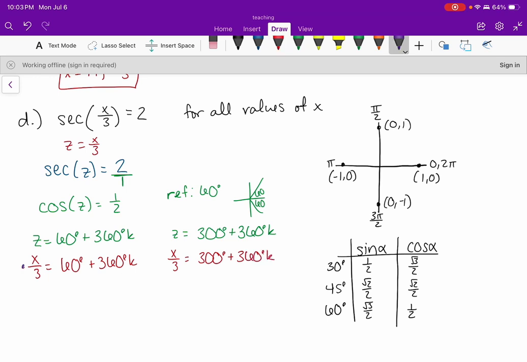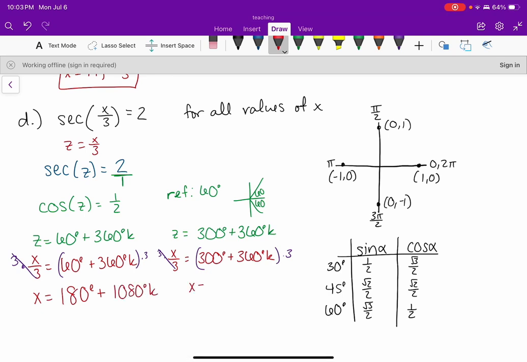To get x alone, I'll multiply both sides by that 3. So I get x equals 60 times 3 is 180. 360 times 3 is 1080. 300 times 3 is 900, plus 1080 degrees k.